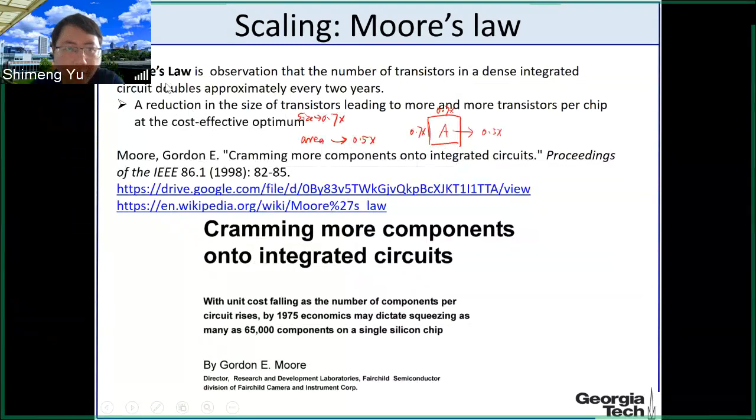So this was predicted by Gordon Moore in the 1960s. And he predicted the number of transistors in the microprocessor doubles every generation. And it took about 2 years to evolve from one generation to the next. So here, this is an article from Gordon Moore to look back at the history of this scaling. If you are interested, you can read this article by Gordon Moore.